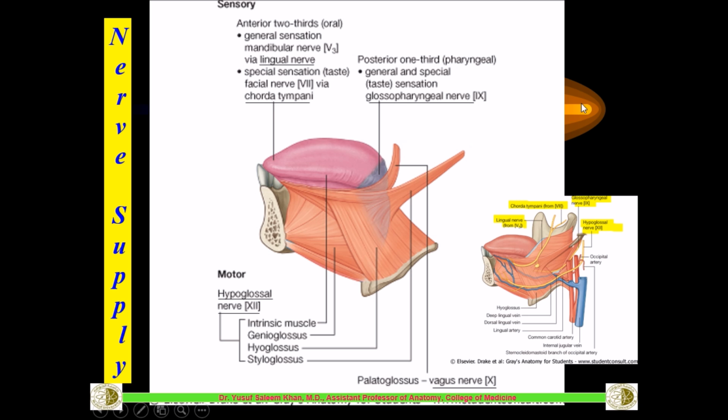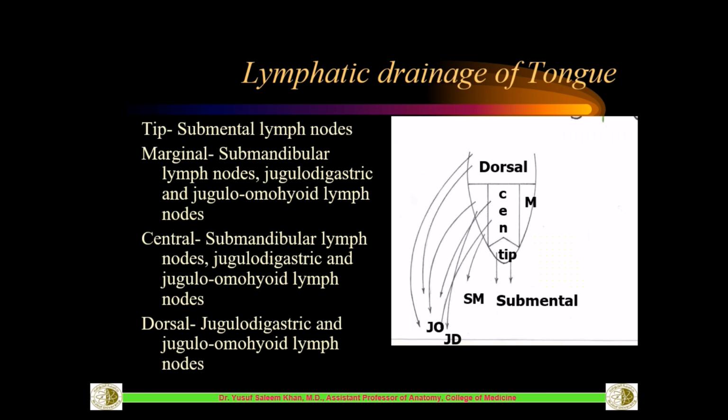The motor supply of these muscles, the intrinsic and the extrinsic muscles, is by the hypoglossal nerve. The hypoglossal nerve, you can see here, is the 12th cranial nerve. It is called hypoglossal because hypo means below, and glossal because it is supplying the tongue. All the intrinsic and extrinsic muscles of the tongue are supplied by the hypoglossal nerve, except the palatoglossus, which is supplied by the vagus nerve. All other muscles are supplied by the hypoglossal nerve, the 12th cranial nerve, except the palatoglossus, which is supplied by the vagus nerve, the 10th cranial nerve. So this is the nerve supply of the tongue.